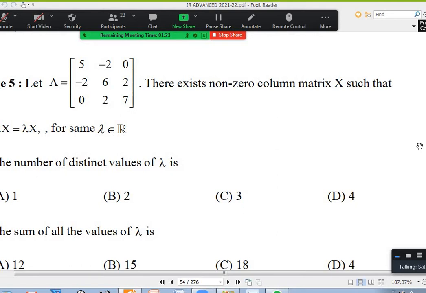Whenever you have 3 equations where all constants are 0, there should exist a non-zero column matrix. When you solve, X should not come 0, 0, 0. Other than that, something else should come. Are they asking about non-trivial solutions or not?